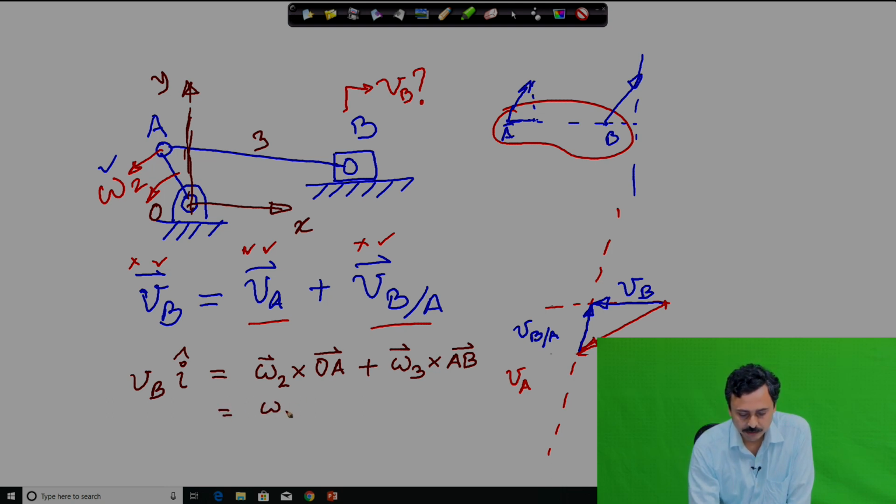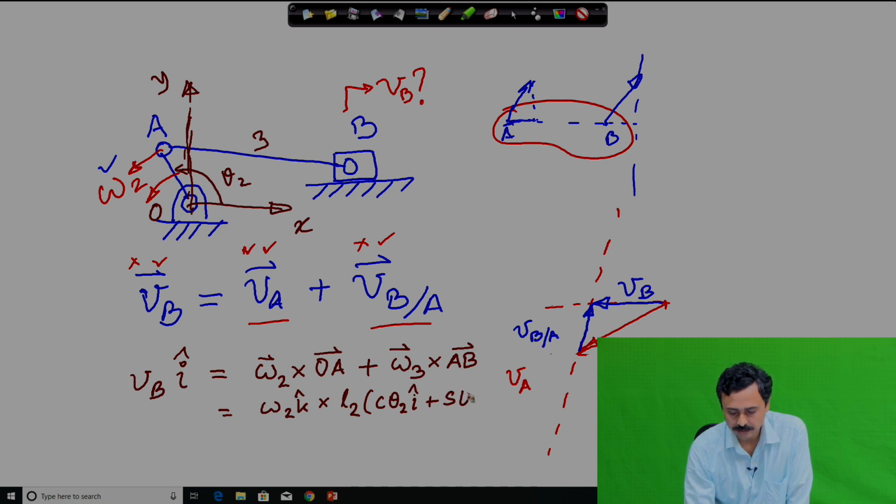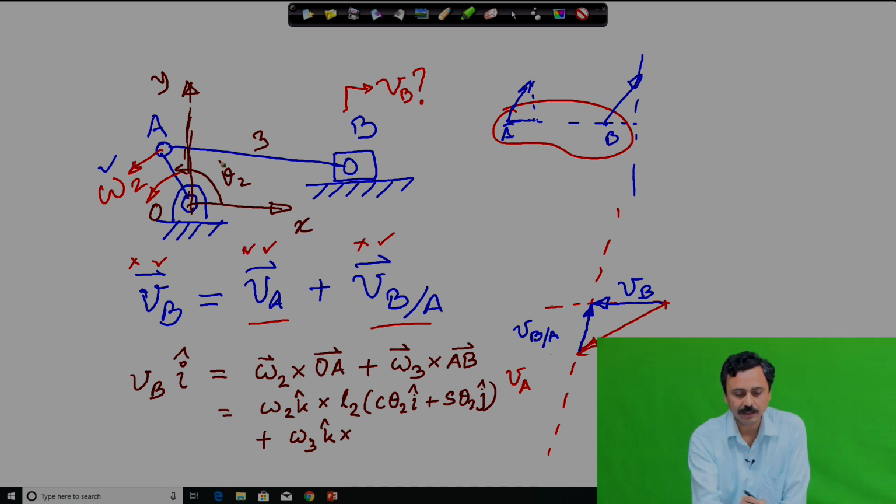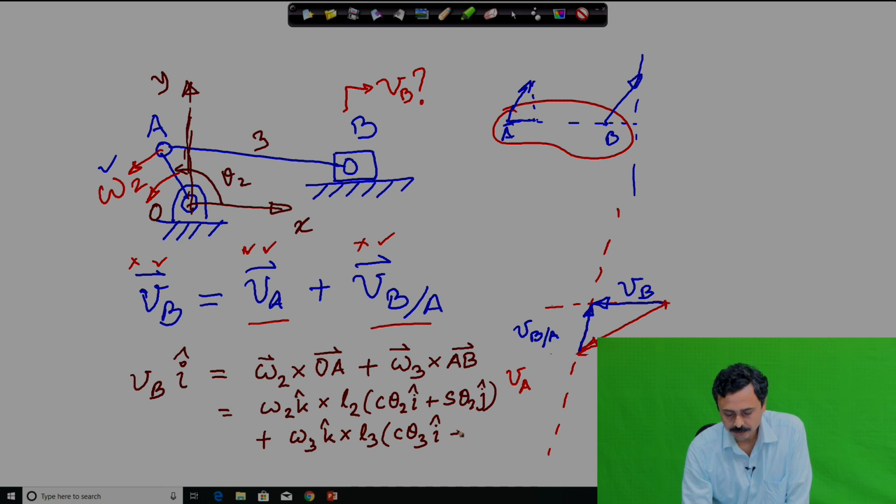Omega 2 can be written as omega 2 k cap, O A can be written in terms of theta 2: L 2 cos theta 2 i cap plus sin theta 2 j cap, plus omega 3 can be written as omega 3 k cap cross A B. Now, this has to be written as a vector. So, L 3 cos theta 3 i cap plus sin theta 3 j cap.